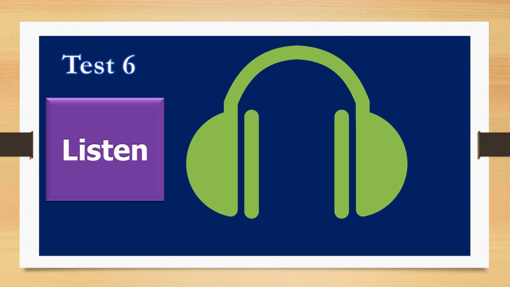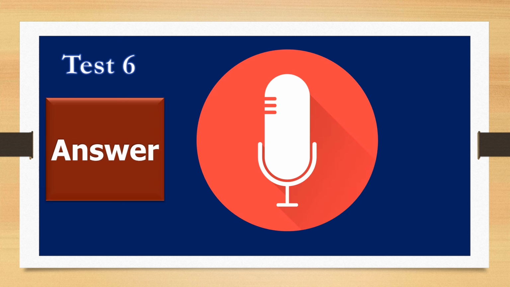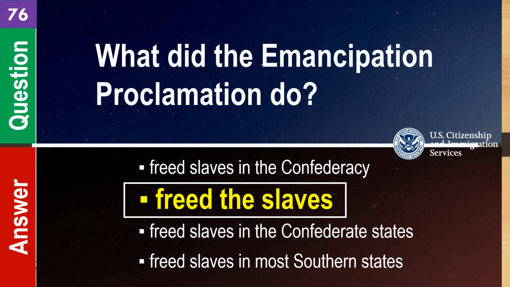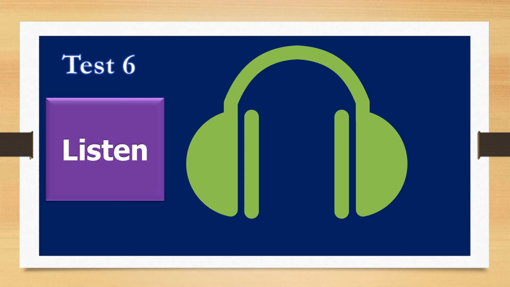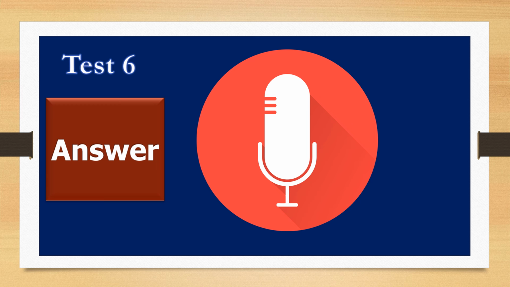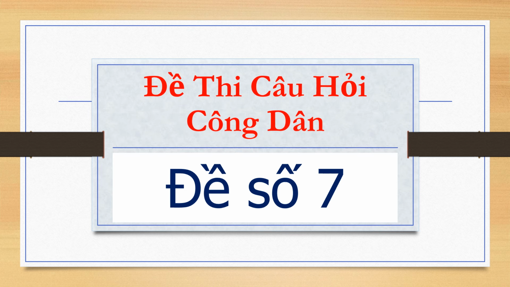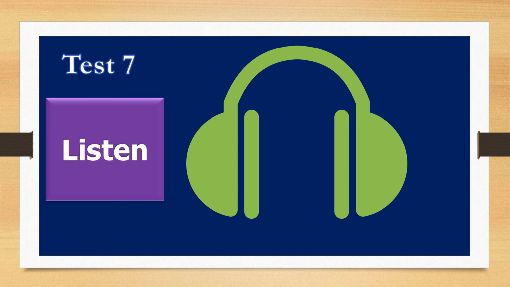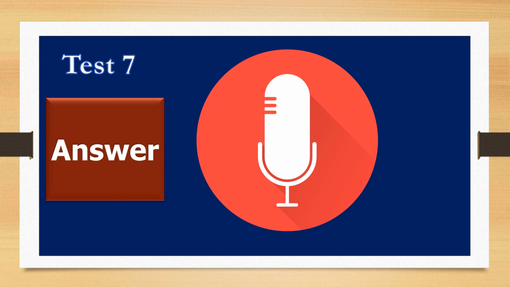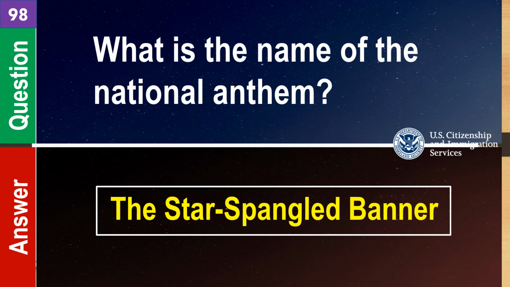What did the Emancipation Proclamation do? Freed the slaves. What are the two rights of everyone living in the United States? Freedom of speech, freedom of religion. What is the name of the national anthem? The Star Spangled Banner.